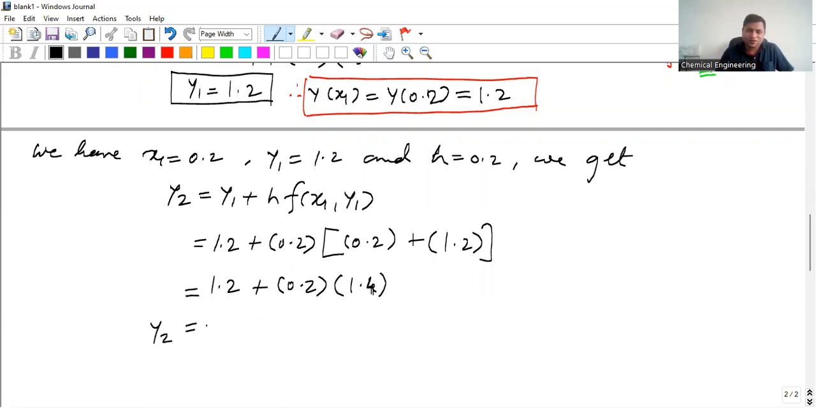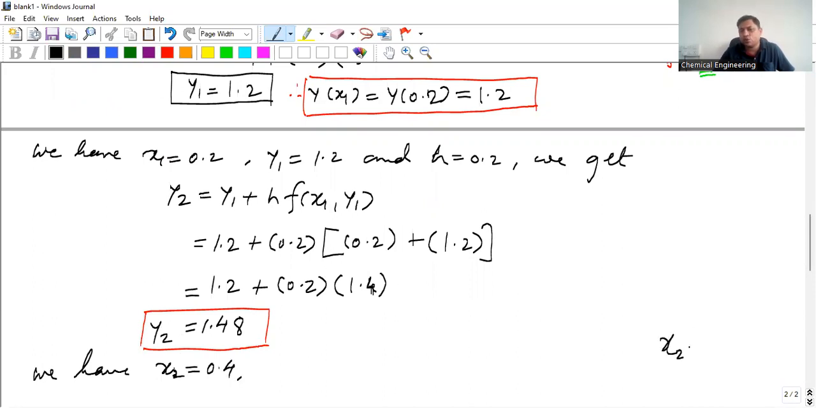1.48. Yes, very good. So it is going to be 1.48. Good. Okay, so now what do we have for the next step? So we have x, this is going to be x2. So x2 is going to be 0.4.